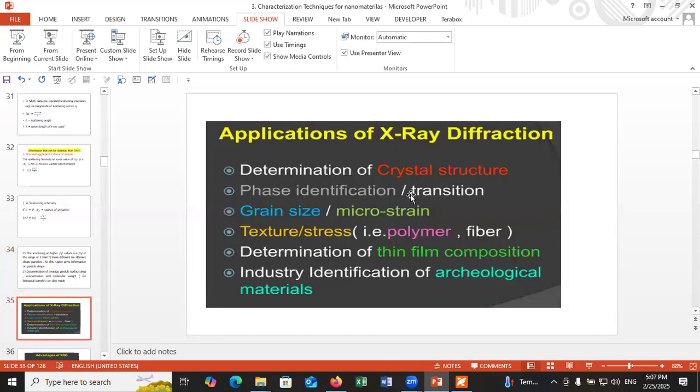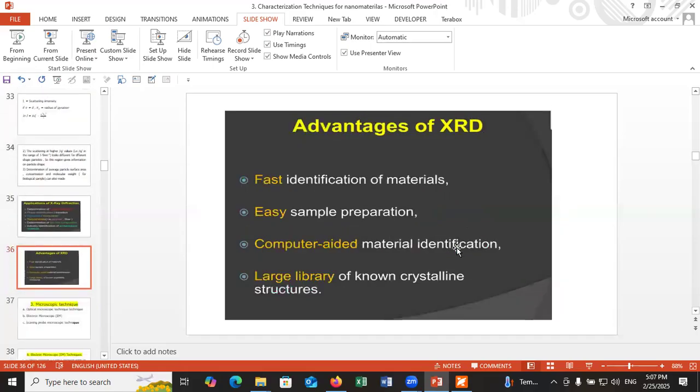Applications of X-ray diffraction: determination of crystal structure, phase identification, phase transition, grain size, texture, stress, determination of thin film composition, industry identification, and archaeological materials. Advantages of XRD: fast identification of materials, easy sample preparation, computer-aided material identification, and a large library of known crystalline structures.